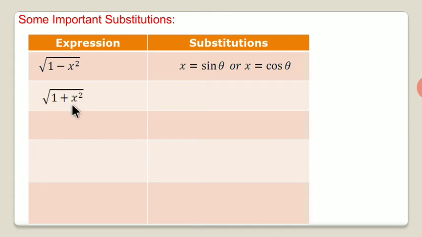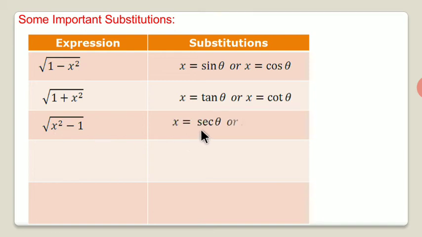Now the square root of 1 plus x square. When the expression is of this type, then we put the substitution for x as tan theta or cot theta. When the expression is of the form square root x square minus 1, at that time we use the substitution for x as sec theta or cosec theta.